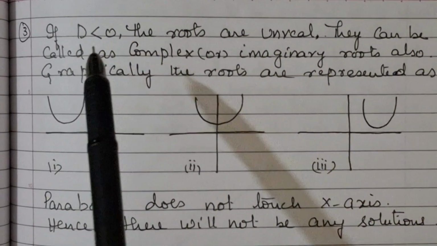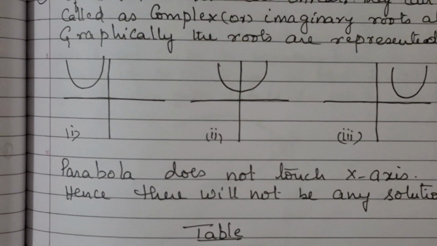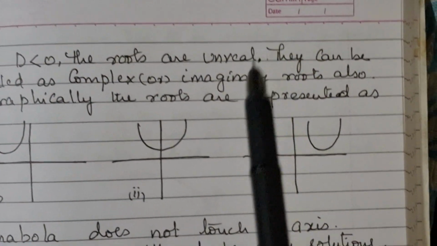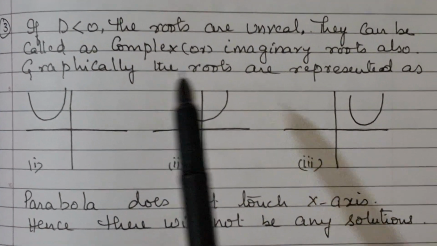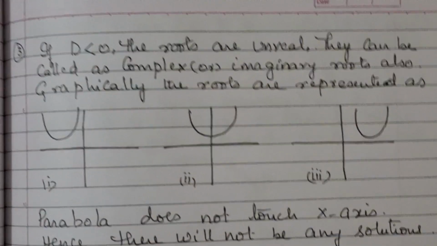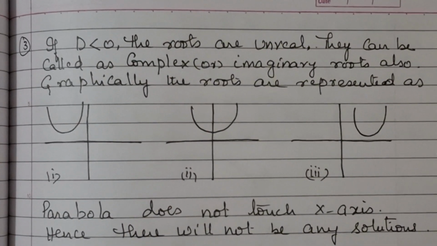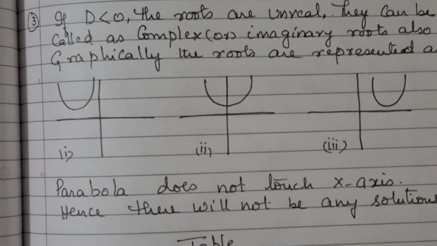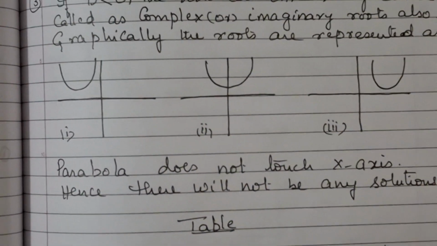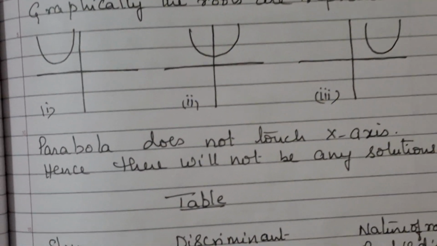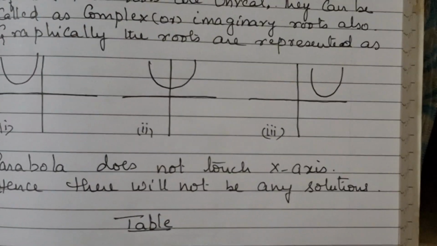Now the third point: if D value is negative, less than 0, that means if the discriminant is negative, then the roots are unreal roots. They can be called complex roots or imaginary roots. Graphically, they are represented as a parabola not touching the x-axis at all. The parabola does not touch the x-axis, hence there will not be any solutions.